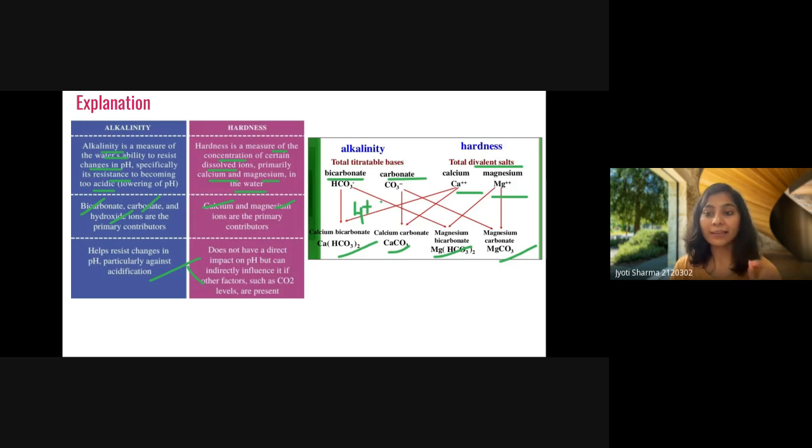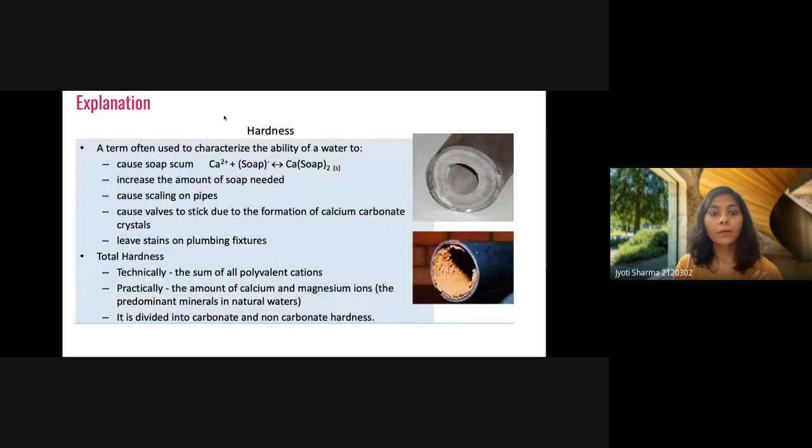What's the difference between alkalinity in the water and hardness of the water? Okay, so here I wanted to show you also that if we are talking about the hardness, that can also give you the soap scum, scaling on pipe, and that will leave the stain on plumbing fixture. And total hardness, I already talked about this, polyvalent or multivalent cations. And we do have two types of hardness. The one is carbonate hardness and another is non-carbonate hardness. And whenever we sum up, this will give us the total hardness.